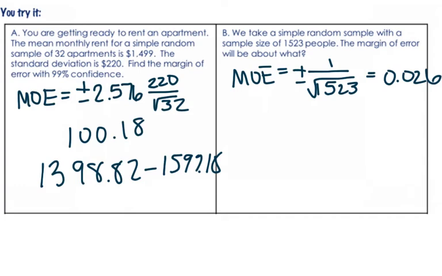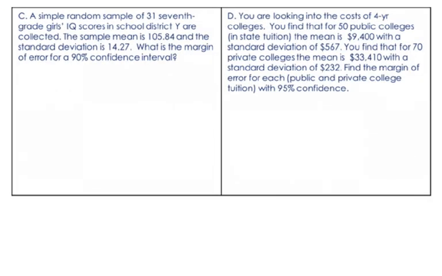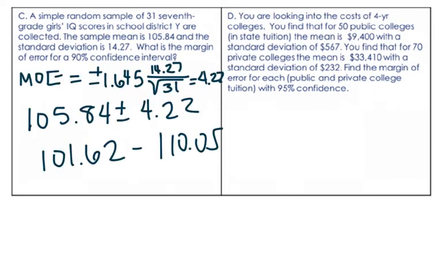Alright, and then for the second one, you wouldn't have to do a range of numbers because it just says what's the margin of error. Alright, so try C and D. Pause the video and actually try it in 1, 2, 3. So for the first one, you find the margin of error and you get 4.27.